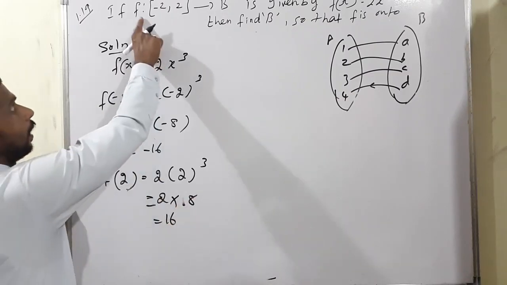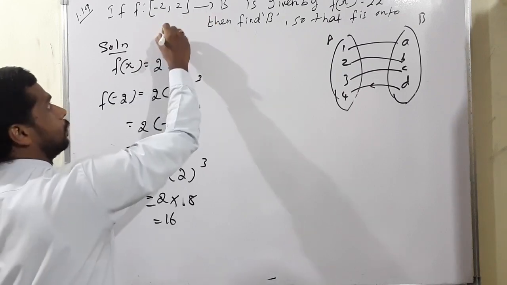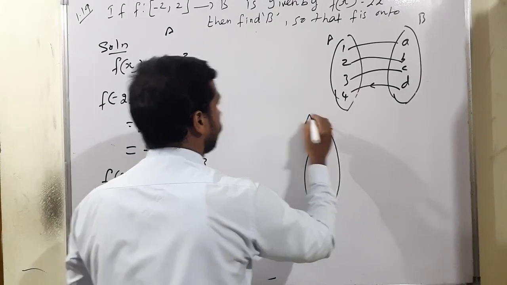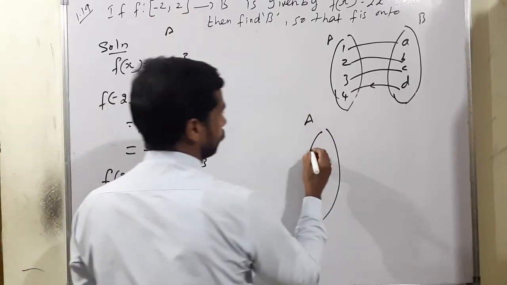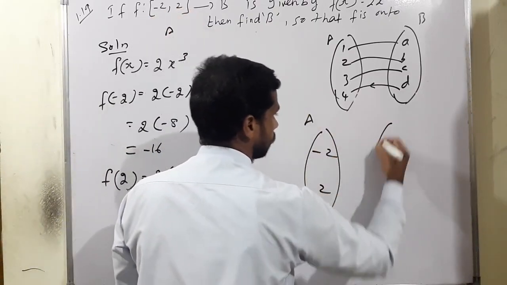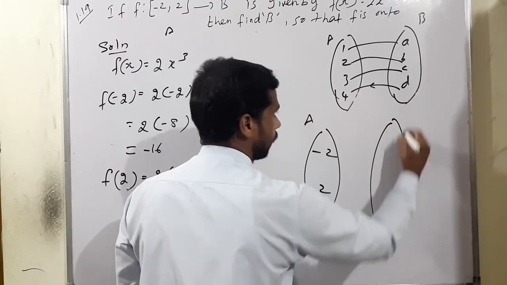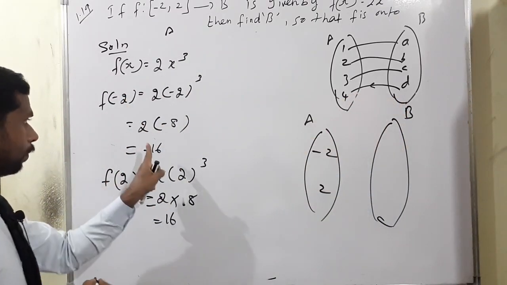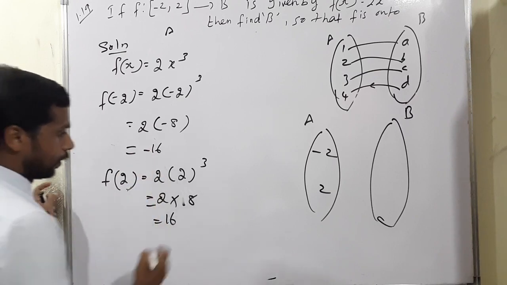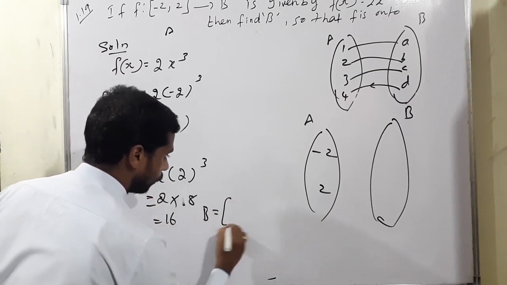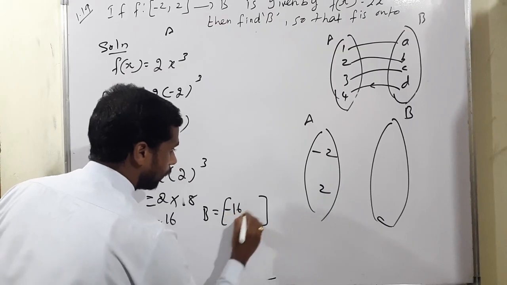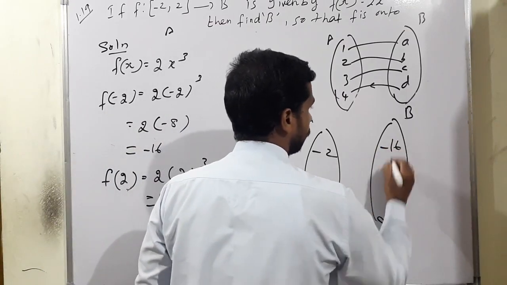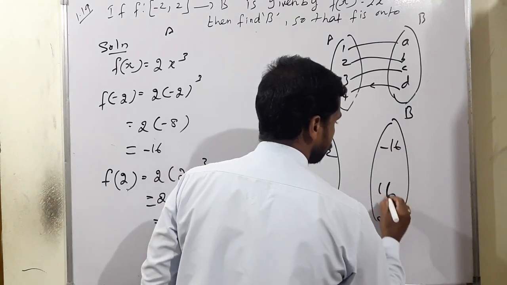So, after getting the values, A is the domain, minus 2 comma 2, and this is B, which is called the codomain, isn't it? What answer do we have? Negative 16 to positive 16. Therefore, we can say B is equal to the closed interval negative 16 to positive 16.